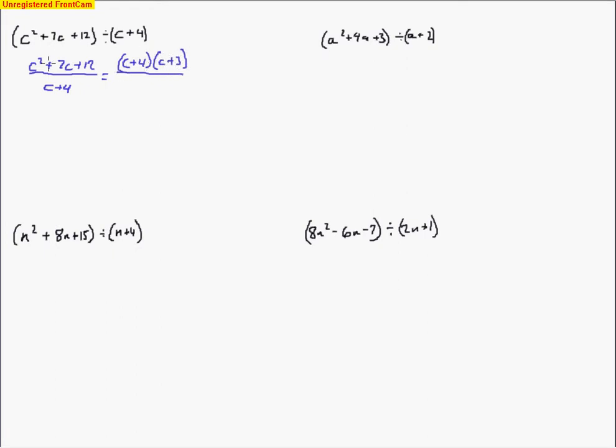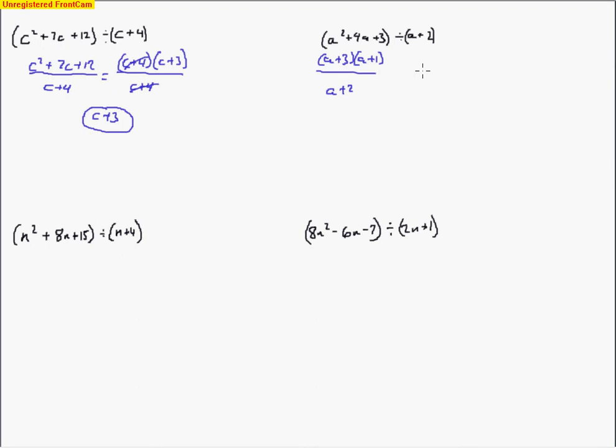3 and 4 multiply to make 12, and they add to make 7. So in this case, I could easily just cancel out those c plus 4s and come up with my answer. However, on other problems that you'll see on tonight's homework, it's not going to be that easy. If I factor this, I have an a plus 3 and an a plus 1. Well, down below, I just have an a plus 2, and they're not the same, so I cannot do any canceling.